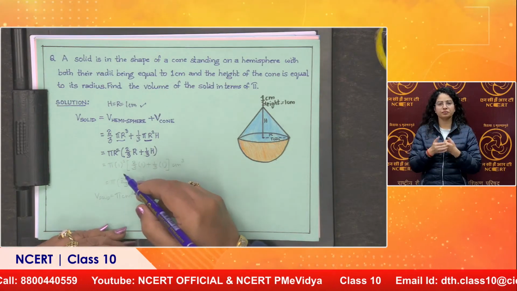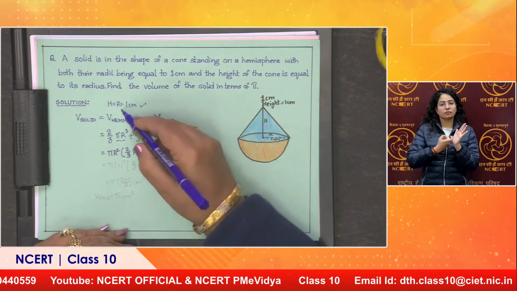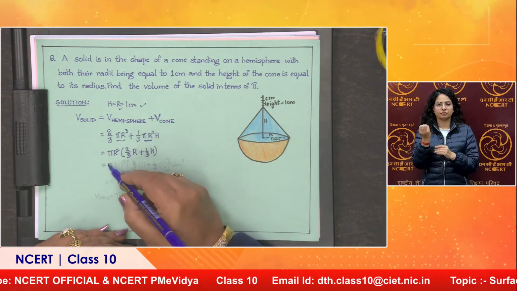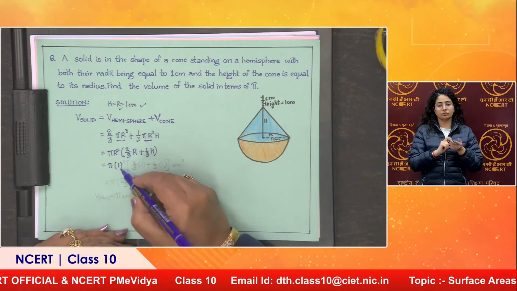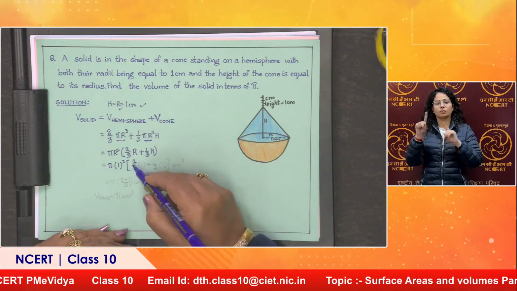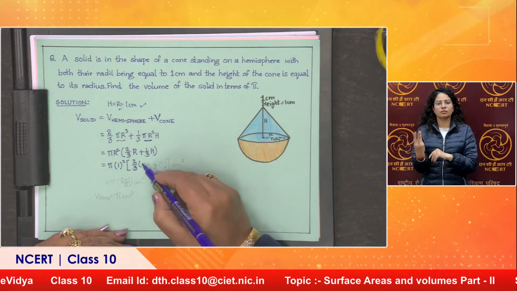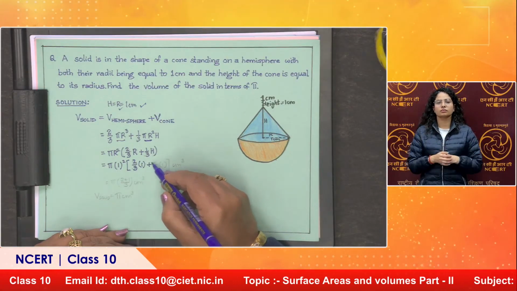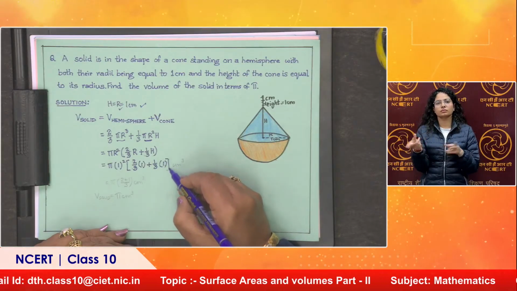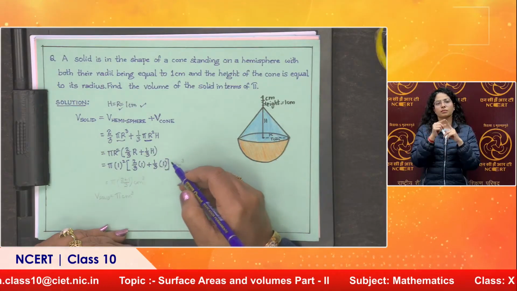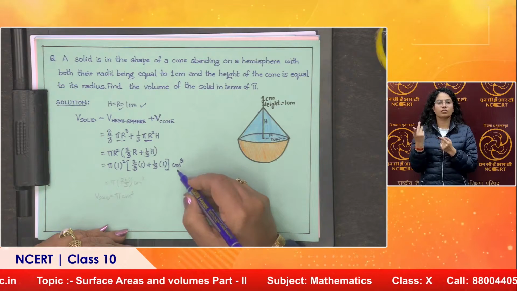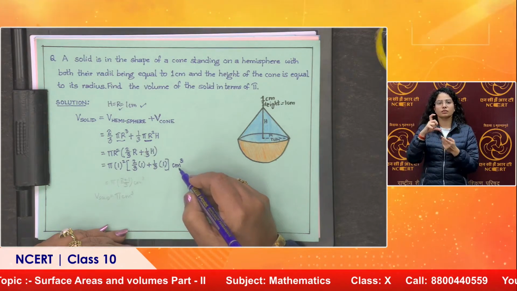Now, we will substitute the value of r and h. Both are 1 centimeter. So, let me write down the values and calculate. Pi into 1 square and within brackets 2 upon 3 multiplied by 1 plus 1 upon 3 multiplied by 1 again, because the value of height is also 1 centimeter, and the volume is going to be in cubic centimeters, or we call centimeter cube.